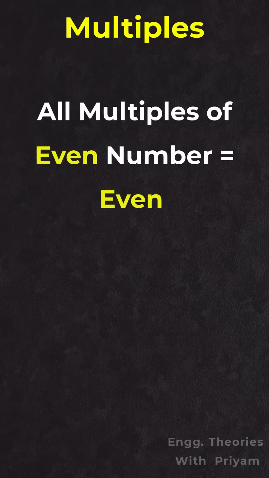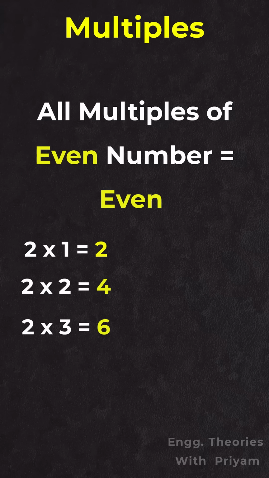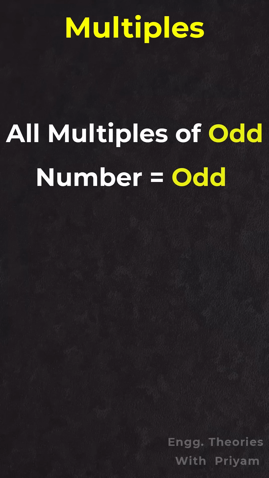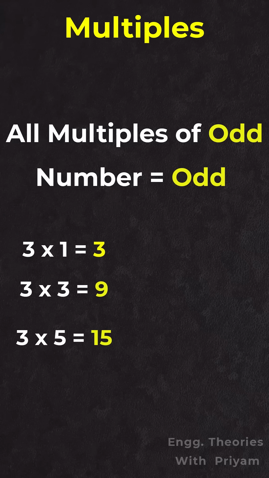All the multiples of an even number are even. For example, the multiples of 2 are 2, 4, 6, 8, etc., and all of them are even. All multiples of an odd number are odd. For example, multiples of 3, an odd number, are 3, 9, 15, all are odd.